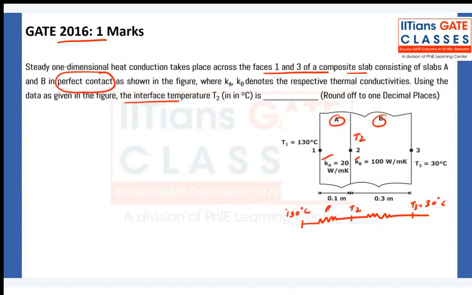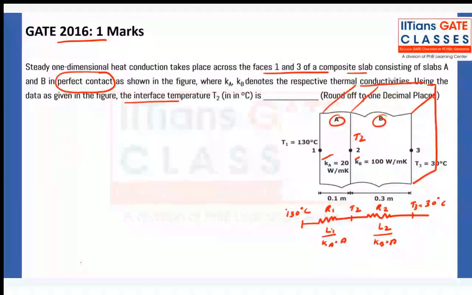Nothing is there. L1 upon Ka, and L2 upon Kb. The area is the same. What is the issue? No issue. Cancel the area. Calculate how much is T2. Very quickly tell me. I'm not going to write anything. Actually, I will write something, but you tell me what the answer is before I solve it.